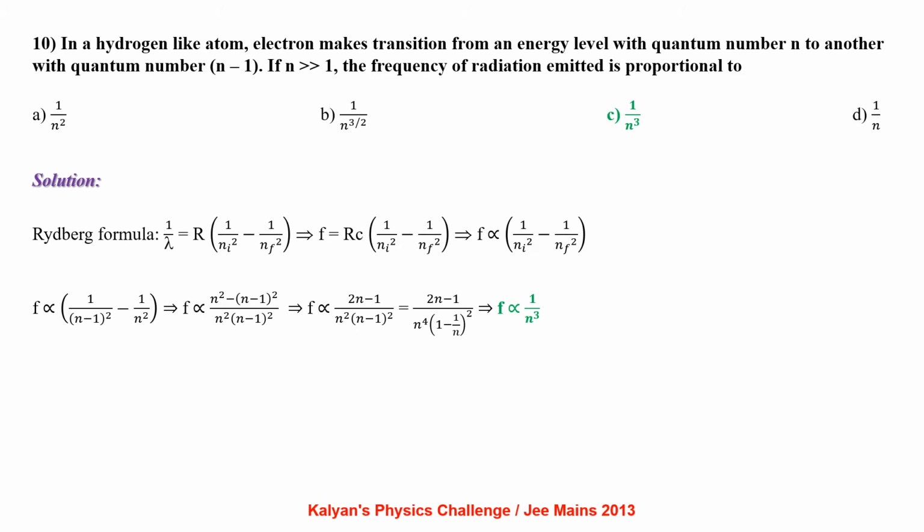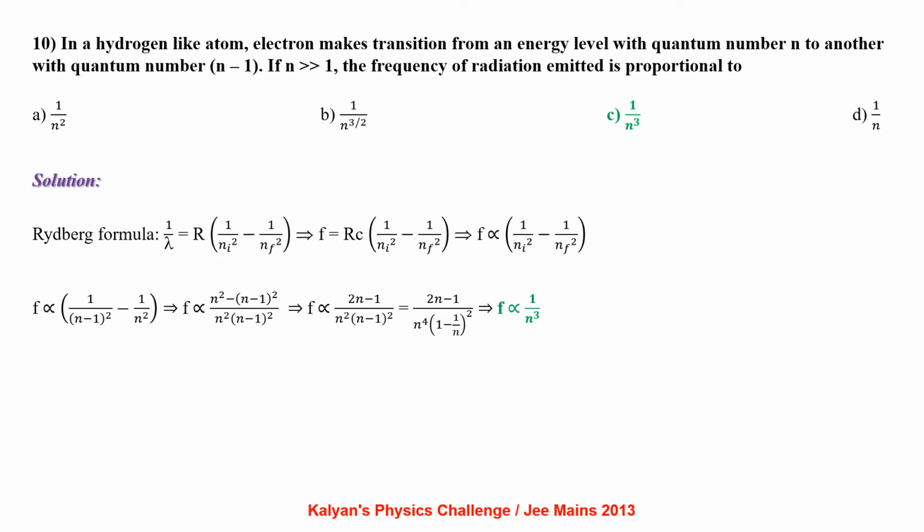In a hydrogen-like atom, an electron makes a transition from an energy level with quantum number n to another with quantum number n minus 1. If n is very much greater than 1, the frequency of radiation emitted is proportional to? Applying the Rydberg formula, 1 by lambda equals R times (1 by n initial squared minus 1 by n final squared). From there, f equals R C times (1 by n initial squared minus 1 by n final squared). So f is proportional to 1 by n initial squared minus 1 by n final squared.